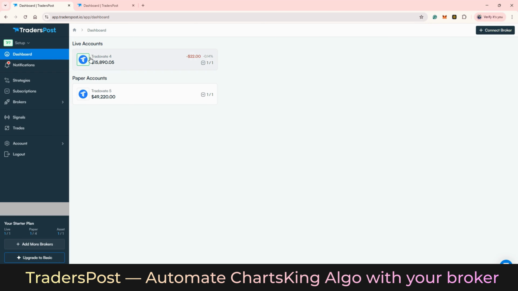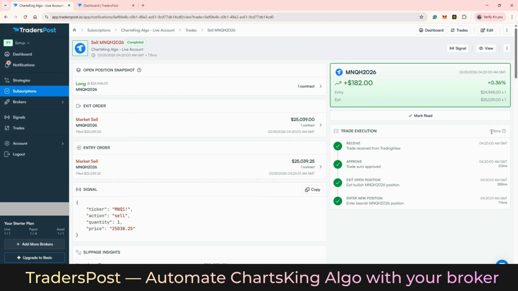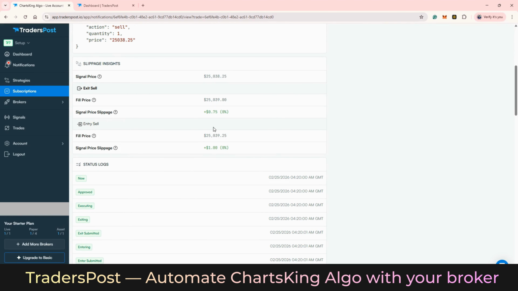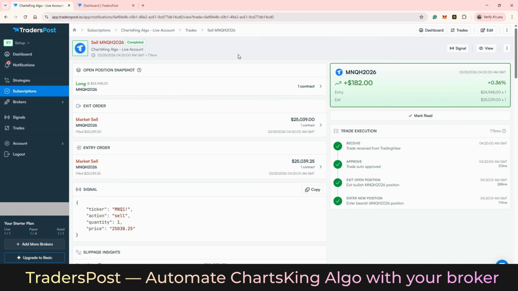It has a paper account, it has a live account. For now, it is trading a micro account. With this, we get all the notifications, and every trade is executed in less than a second. You see, it receives the trade from TradingView, it approves it, and exits or enters based on the signal. It tells you all the details: slippage, signal price, fill price, all the status, and that is in less than 1 second. So, this is a game changing thing.